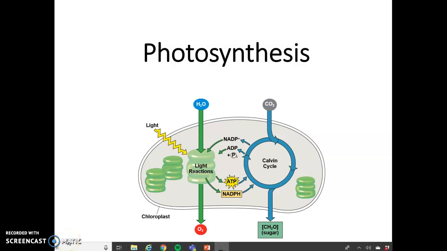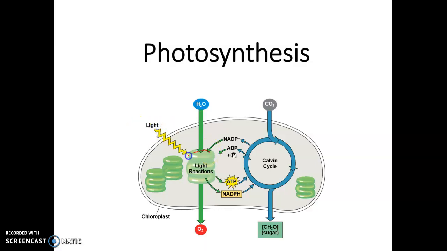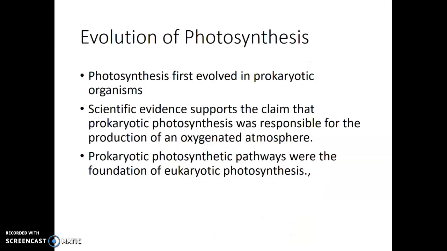Okay, the next topic that we're going to be studying in our cell metabolism unit is photosynthesis. Photosynthesis consists of two reactions: the light-dependent reaction, which uses light, and the light-independent reaction, the Calvin cycle. We are going to produce sugar and oxygen, and this all happens in the chloroplast.